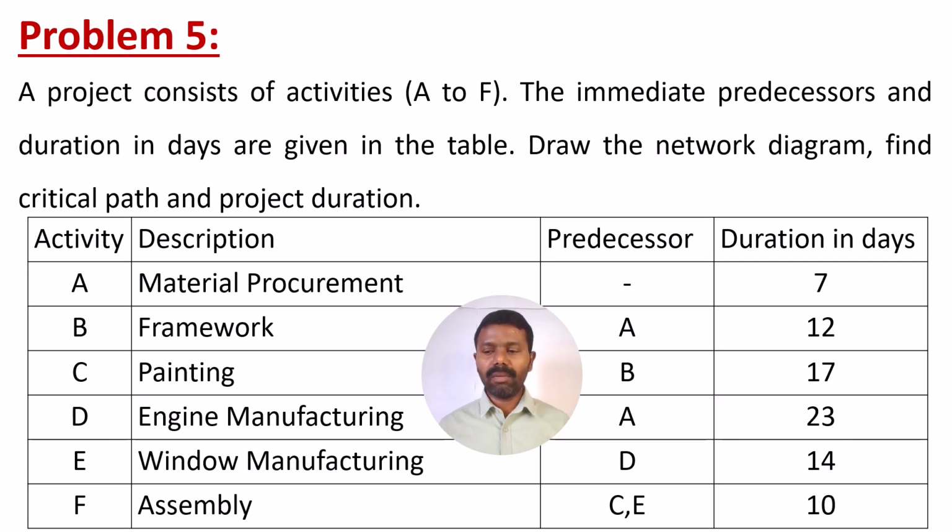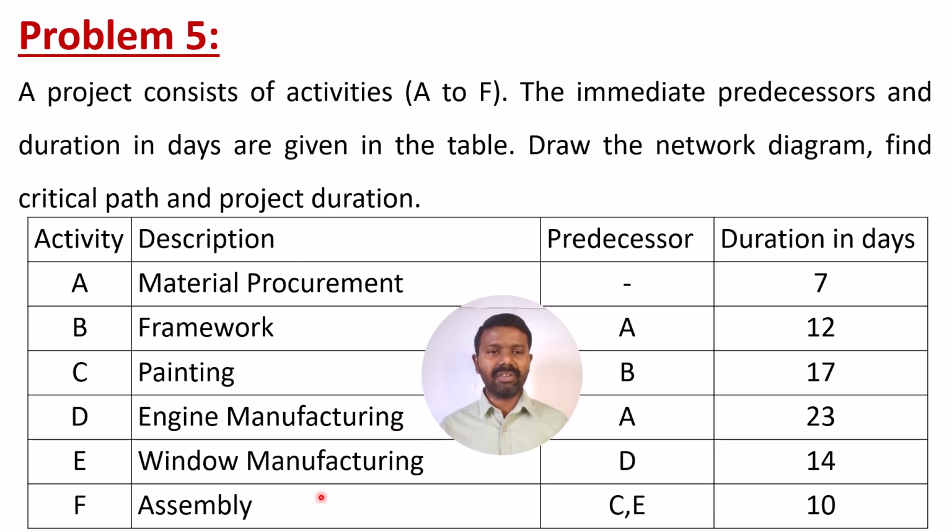So this is the problem number 5. A project consisting of activity A to F, the immediate preceders and the duration in days are given in the table. Draw the network diagram, find critical path and project duration. So here there are activities A to F, and the description is also given, that is the material procurement, framework, painting, engine manufacturing, window manufacturing, and assembly.